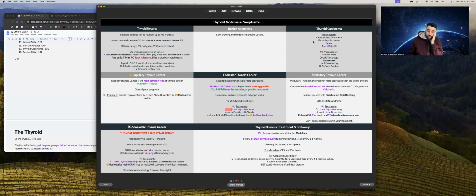We're going to do a near total thyroidectomy for what's in the middle here, which is follicular, so everything but the parathyroid. CT MRI of the brain for anaplastic. You are getting a CT of almost your entire body every 1 to 3 months for 2 years.